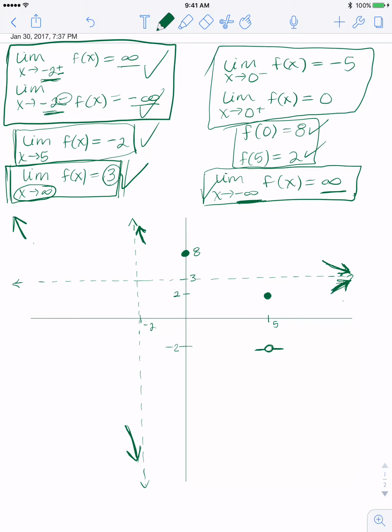Last, we'll go to these guys. So as my function values, as the outputs tend to -5, my inputs are tending towards 0 from the left-hand side.